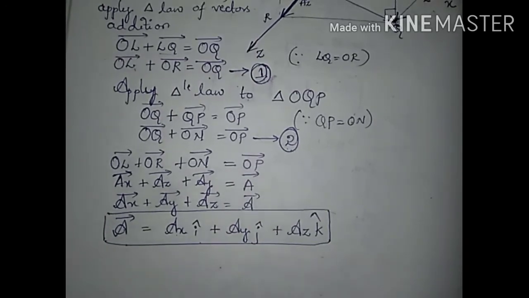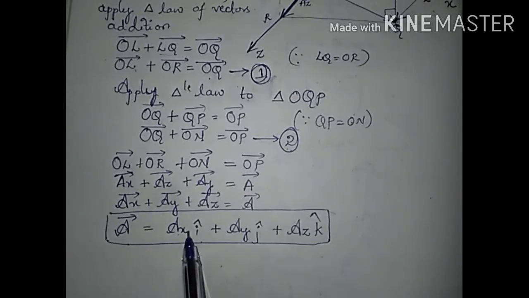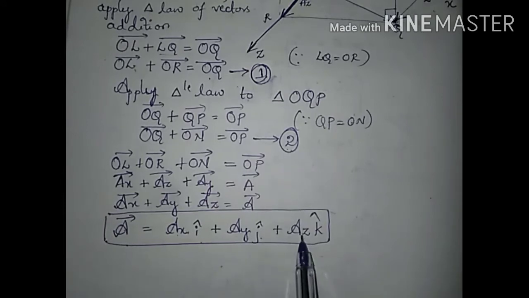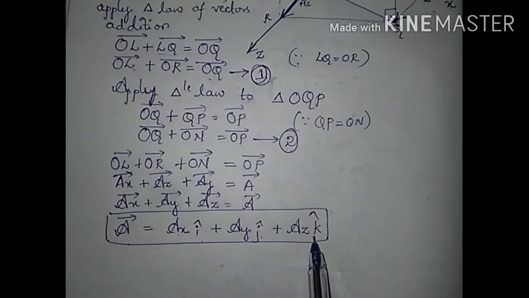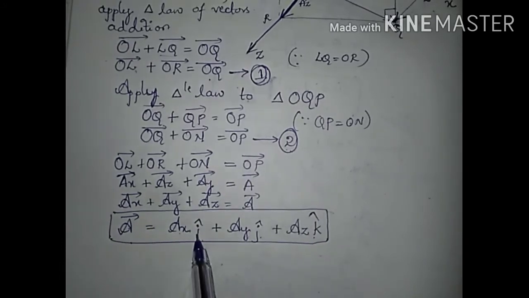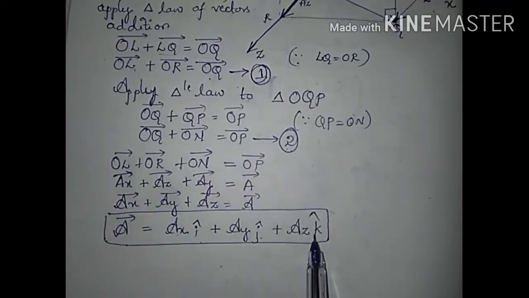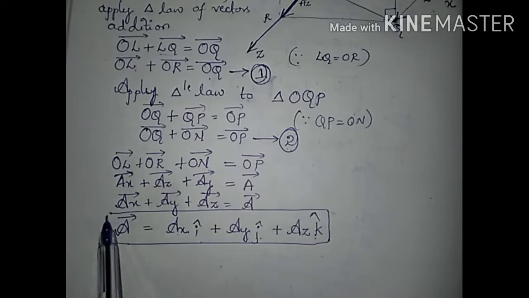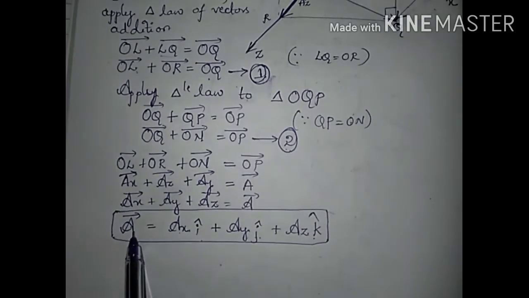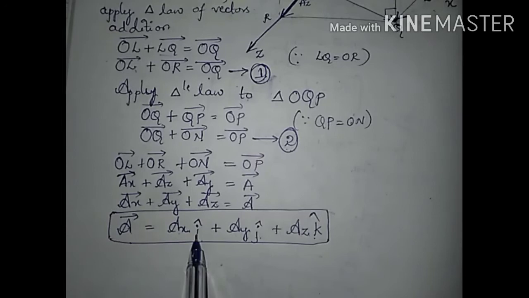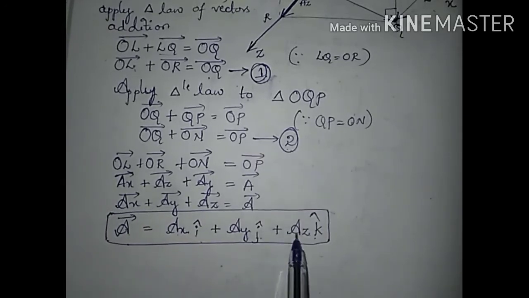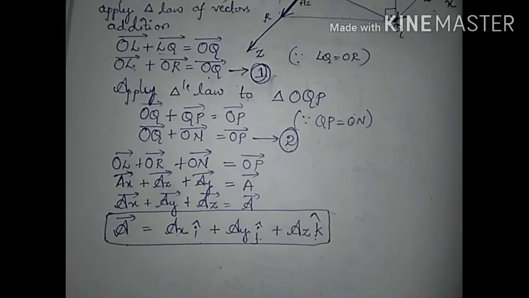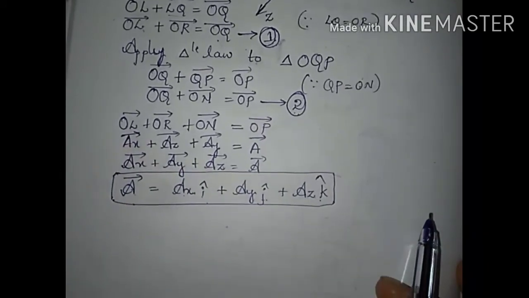This vector has three components: AX i cap, AY j cap, AZ k cap. So i cap, j cap, k cap are the unit vectors along the x-axis, y-axis and z-axis. These unit vectors give the direction of the vector. So hence we can write A is equal to AX i cap plus AY j cap plus AZ k cap. Now let us find the magnitude of vector A.